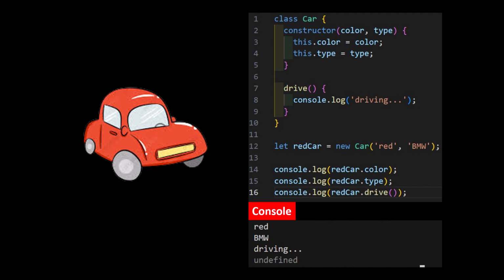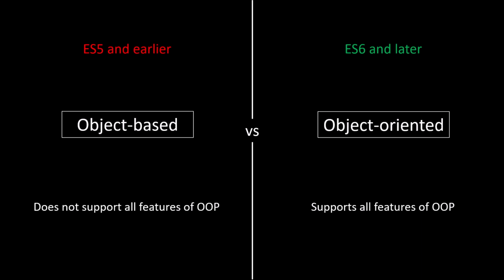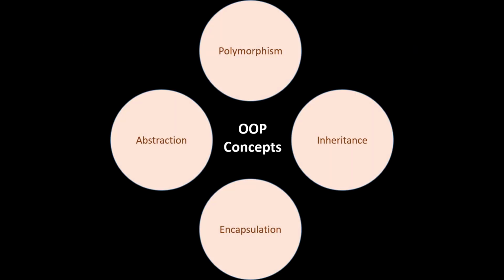While JavaScript started as an object-based language, the current version of JavaScript, including ES6 and later, is considered to support OOP concepts. The difference between object-based and object-oriented language is that an object-based language does not support all features of OOP, but an object-oriented language does support all features of OOP. For those who are interested in the main concepts of OOP, these are the main features: abstraction, inheritance, encapsulation, and polymorphism. I'll have a separate video regarding these concepts. I have included them here just for completeness.